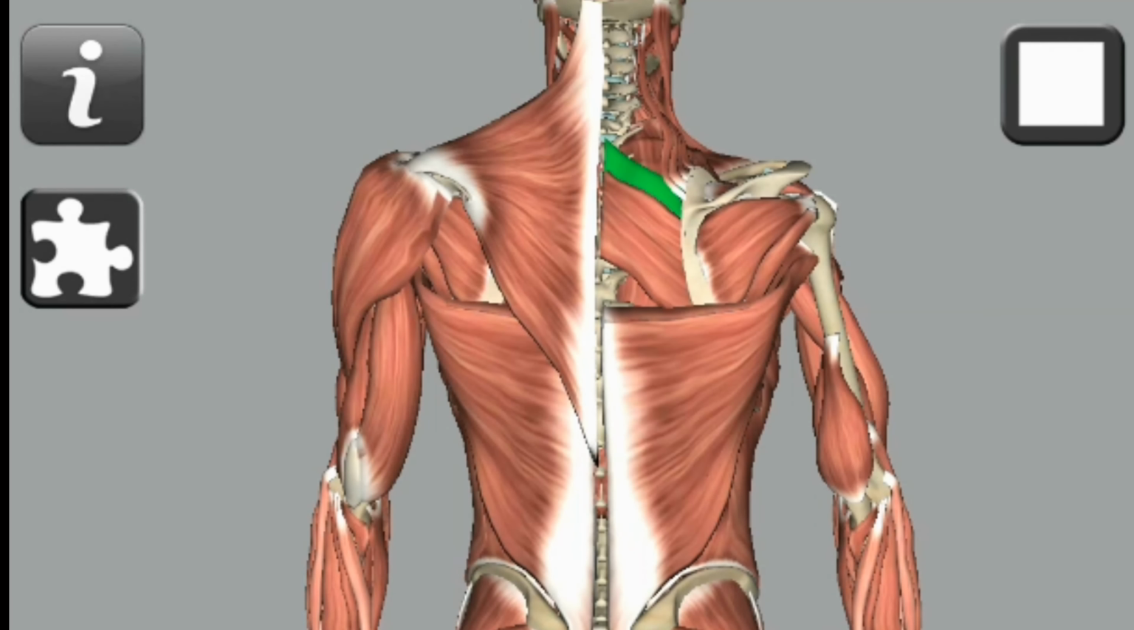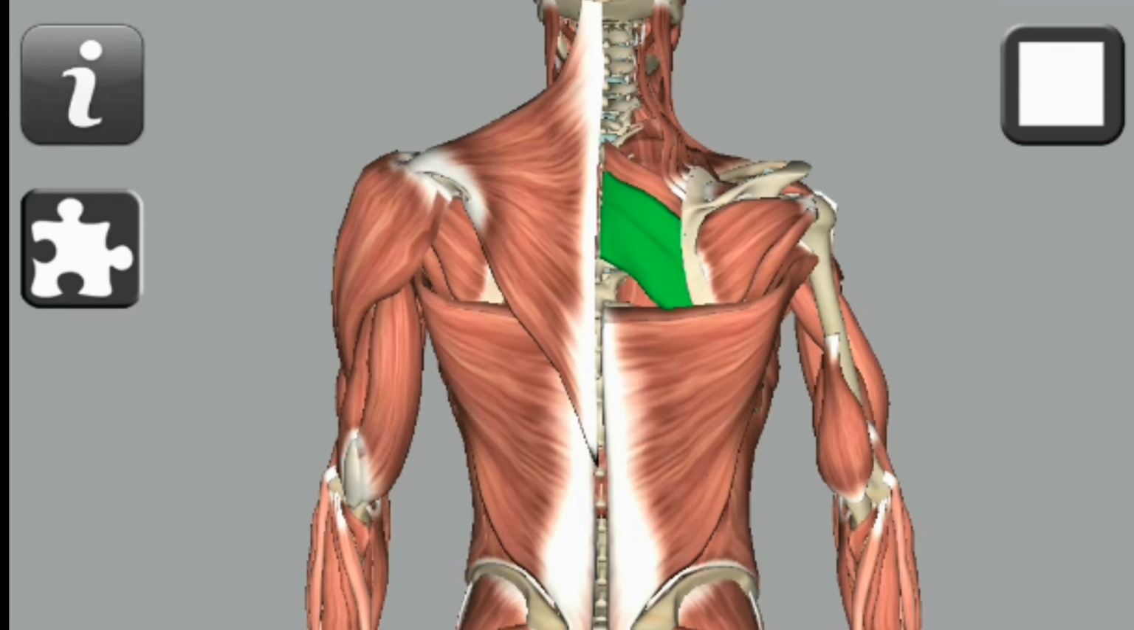This is the rhomboid minor muscle, which originates from the lower part of the ligamentum nuchae and from the spines of C7 and T1 and is inserted into the base of the triangular area at the root of the spine of the scapula.